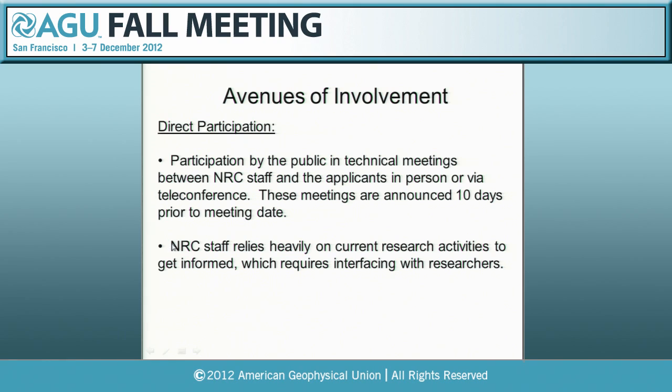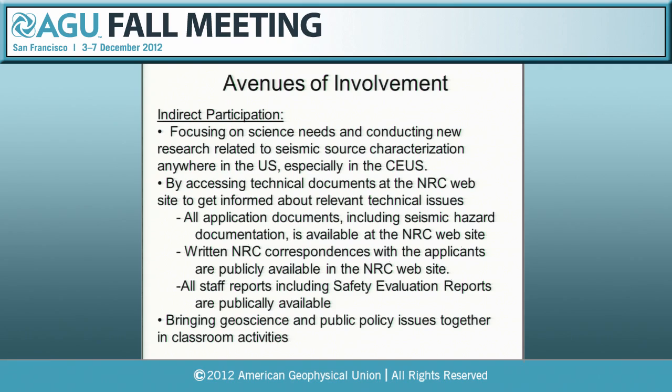Participation by the public in technical meetings between NRC staff and the applicants, in person or via teleconferences. These meetings are announced 10 days prior to the meeting date. NRC staff relies heavily on current research activities to get informed, which requires interfacing with researchers. Indirect participation: focusing on science needs and conducting new research related to seismic source characterization anywhere in the U.S., especially in the central and eastern U.S., by accessing technical documents at NRC websites to get informed about relevant technical issues. And I guess you can read them. Bringing geoscience and public policy issues together in classroom activities.